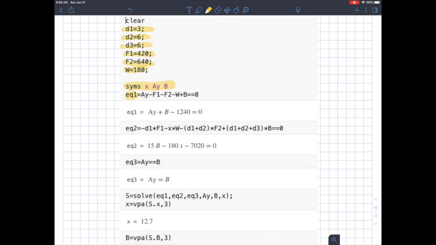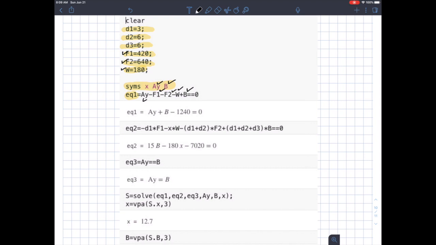Okay, so I write the equation. I don't need any quotation marks or anything. I just need to write them in terms of variables that I've already defined. Okay, so you notice I've already defined a y as a symbolic variable. That's one of the unknowns. I defined the symbolic variables as the unknowns. I've got the variable b in there. It's also unknown. But I have some other variables. W is the weight. F1 is this force, and F2 is the other force.